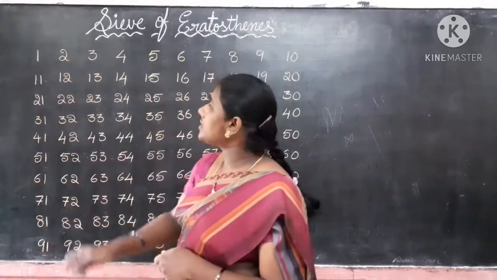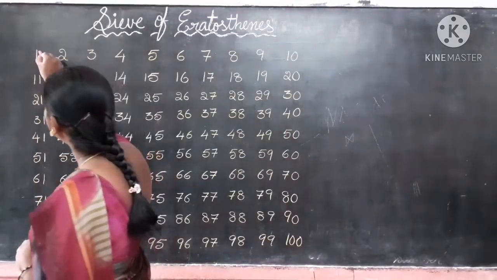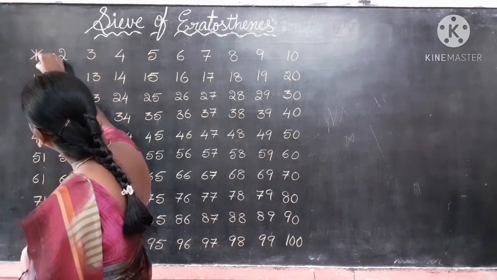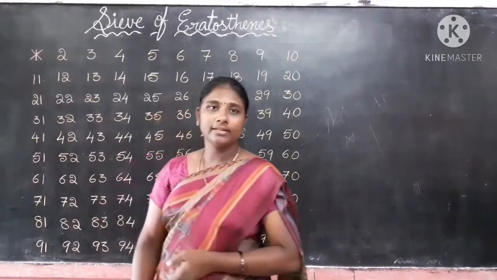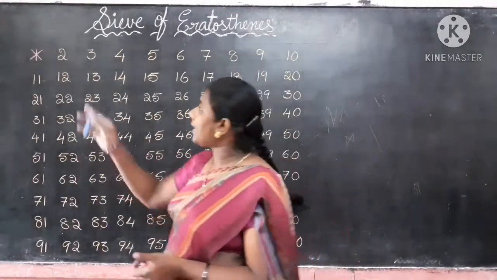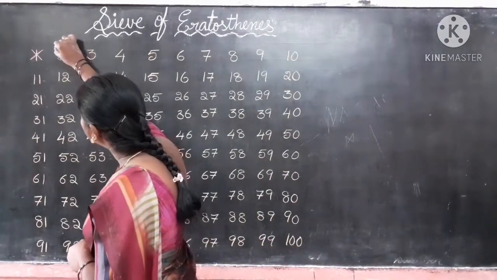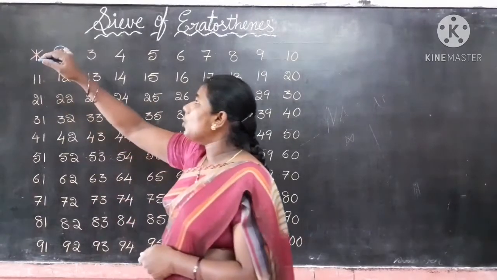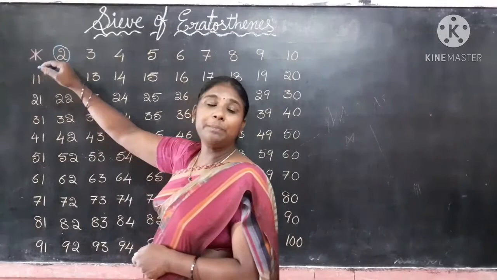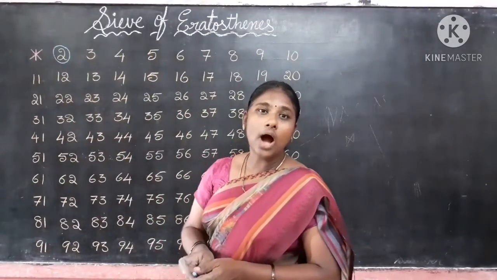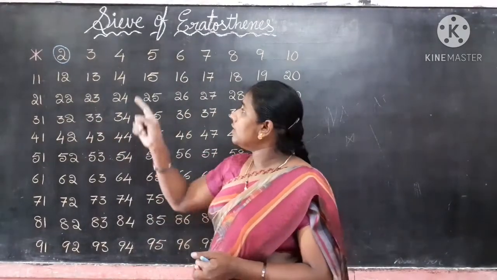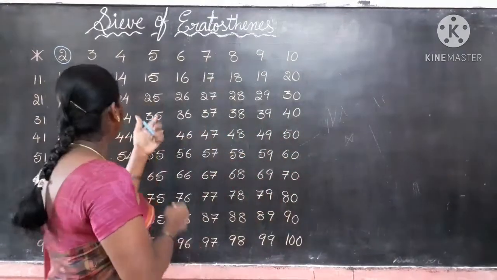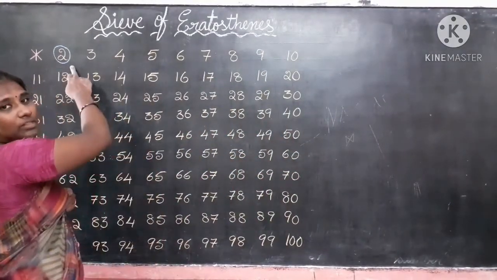First, he crossed out 1. Next, he circled 2. When he circled 2, the multiples of 2 all have to be struck off. What are the multiples of 2?